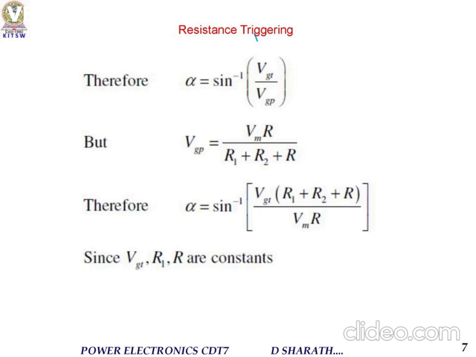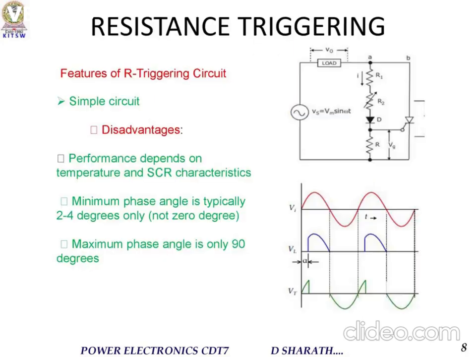Alpha is equal to sin inverse of VGT times the sum of the resistances by Vm times R. VGT and R1, R are constant values. So resistor triggering is a simple circuit, which is its advantage. The disadvantage is that performance depends upon the temperature and SCR characteristics. The minimum phase angle is typically 4 degrees, not 0 degrees. The maximum phase angle is only 90 degrees.